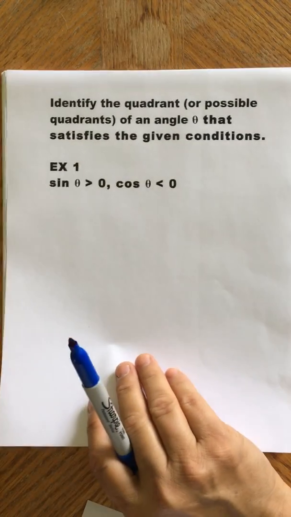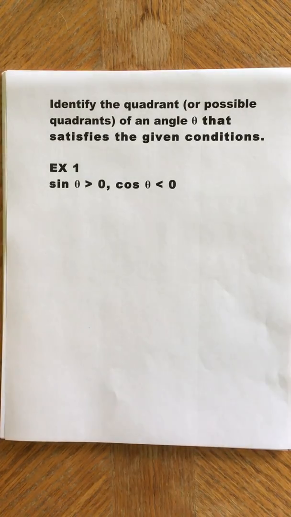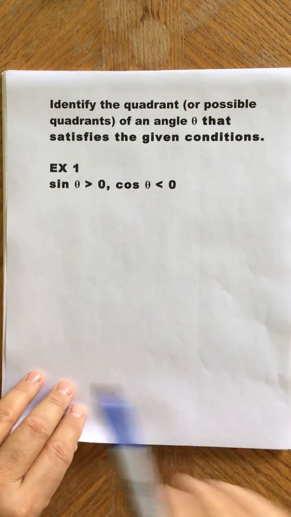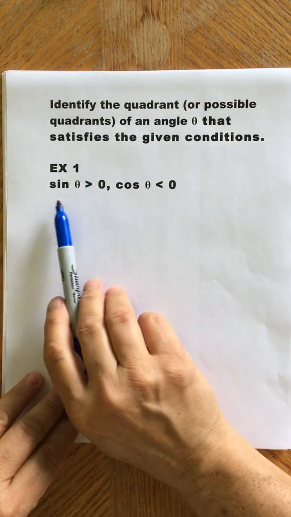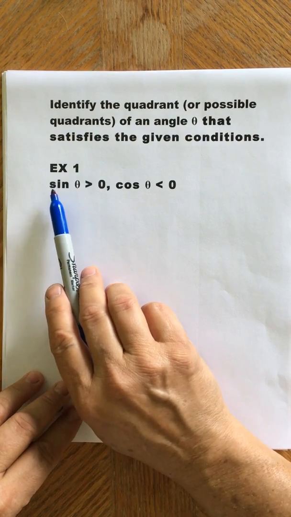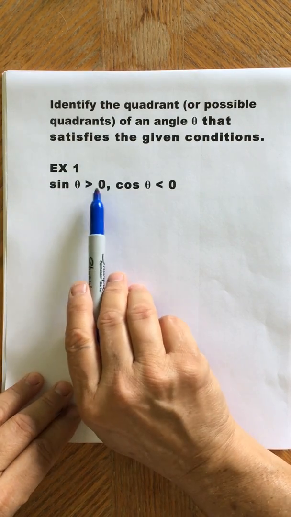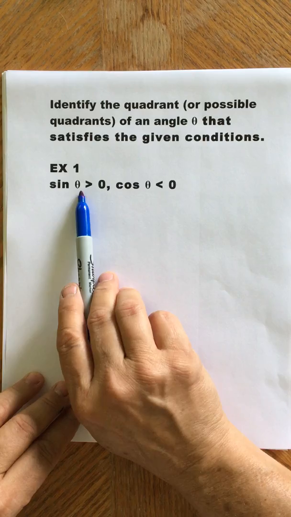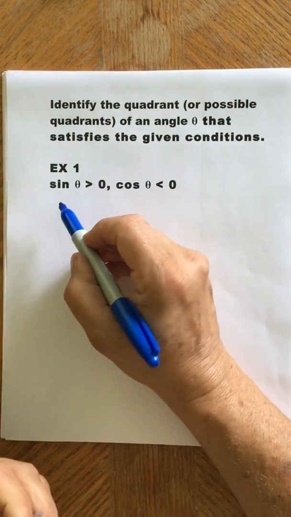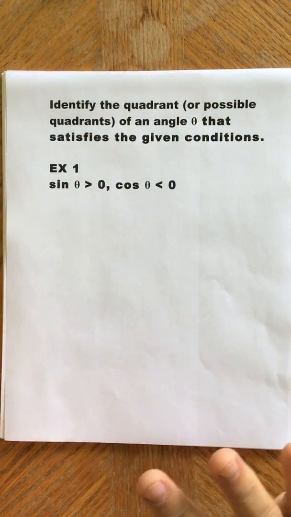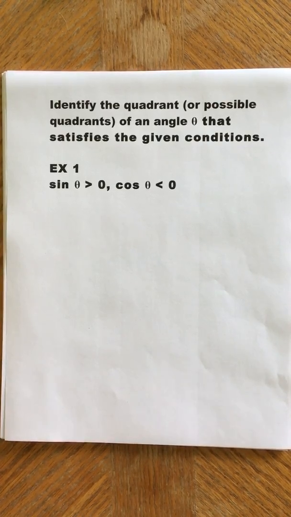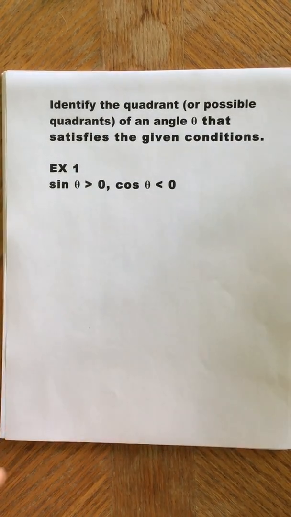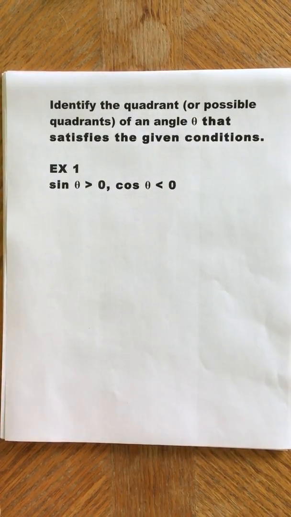So let's look at example 1. It says to identify this quadrant given this information. Where's theta? When you say sine of an angle is positive, remember sine of the angle is really y, because you can always use the unit circle to represent sine of an angle. I should say, you can always think of the unit circle.